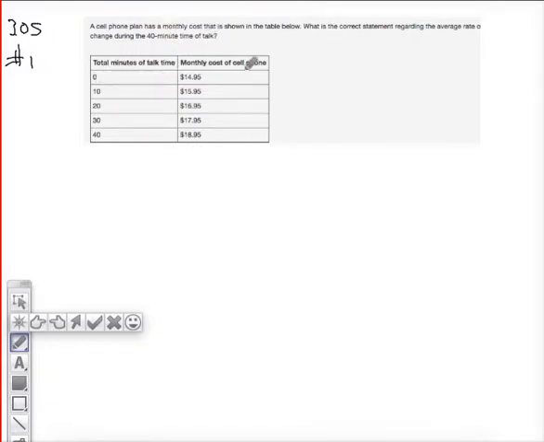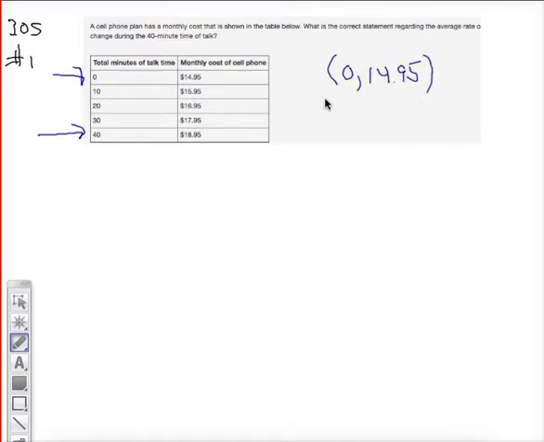So what we're going to do is look at two ordered pairs. They seem to say out of the 40, so I'm going to take this. That means you have two ordered pairs. You have 0, 14.95. That's one ordered pair. And then the second ordered pair is 40 and then 18.95. Remember, rate of change is the same as the slope formula. So that means you have y2 minus y1 over x2 minus x1.